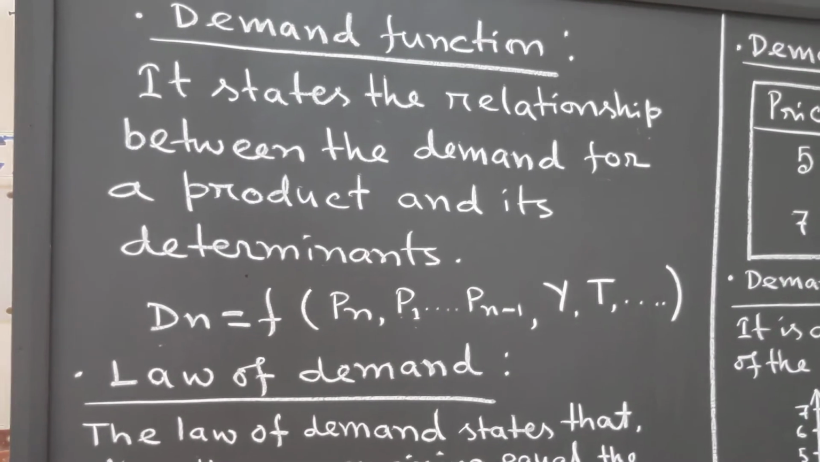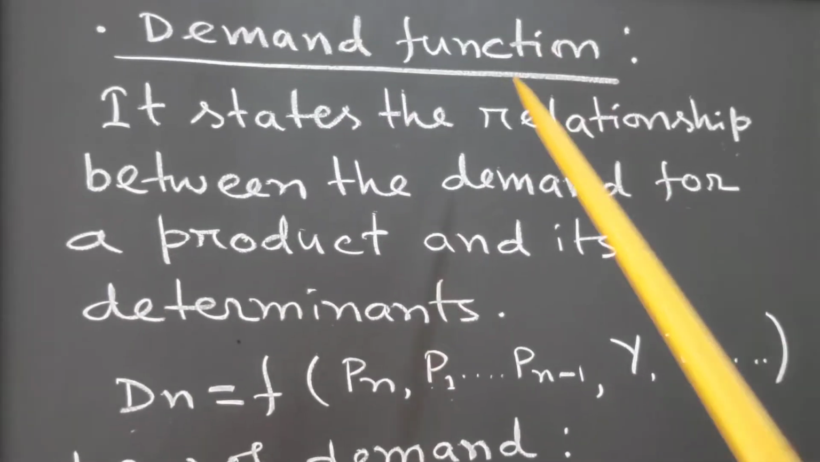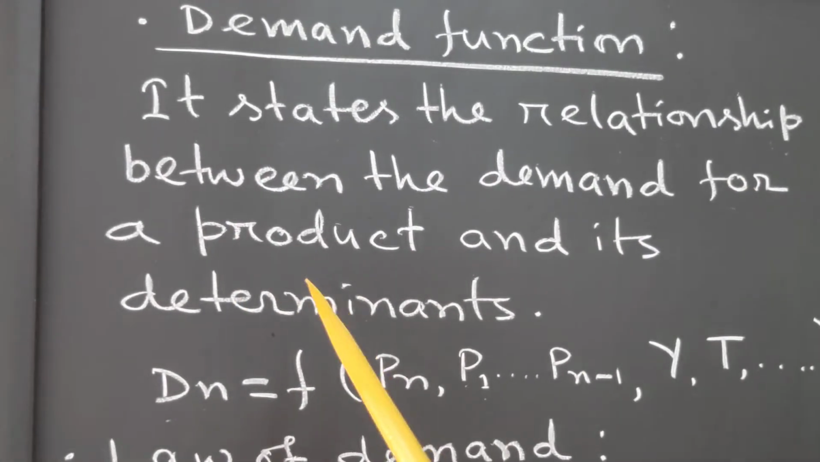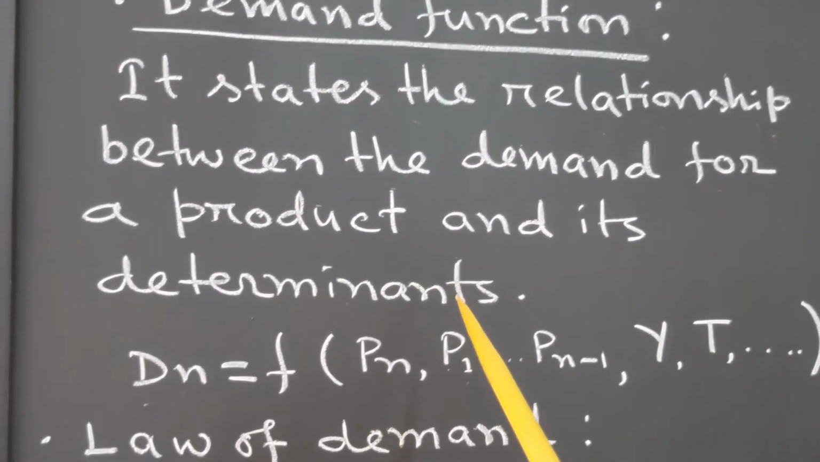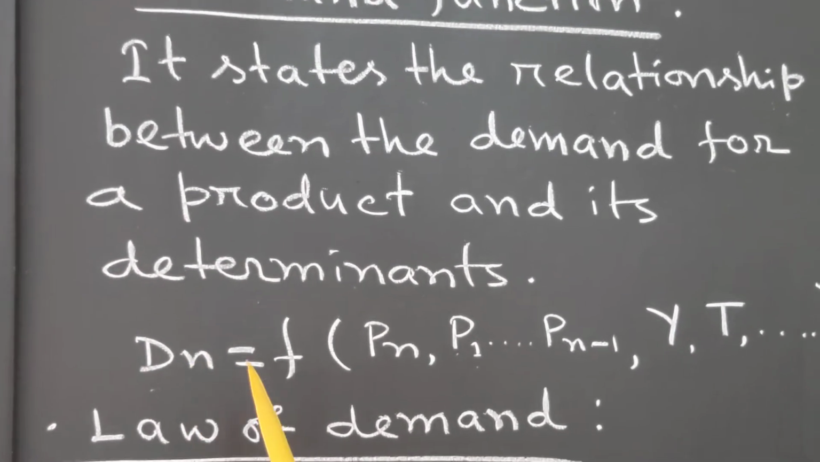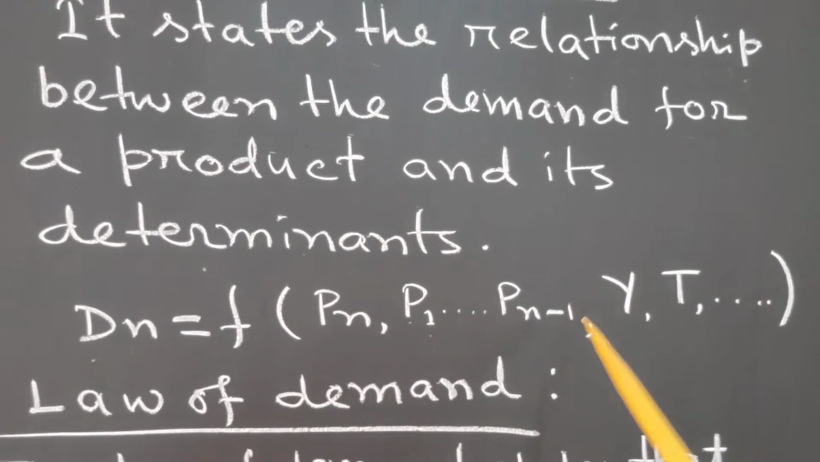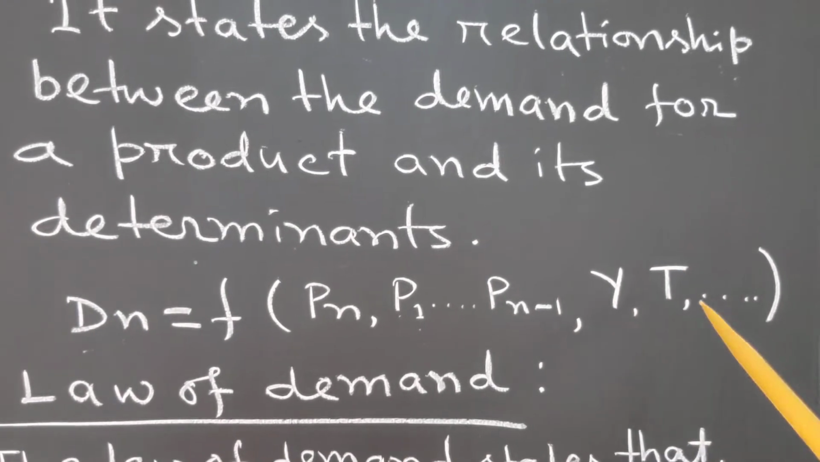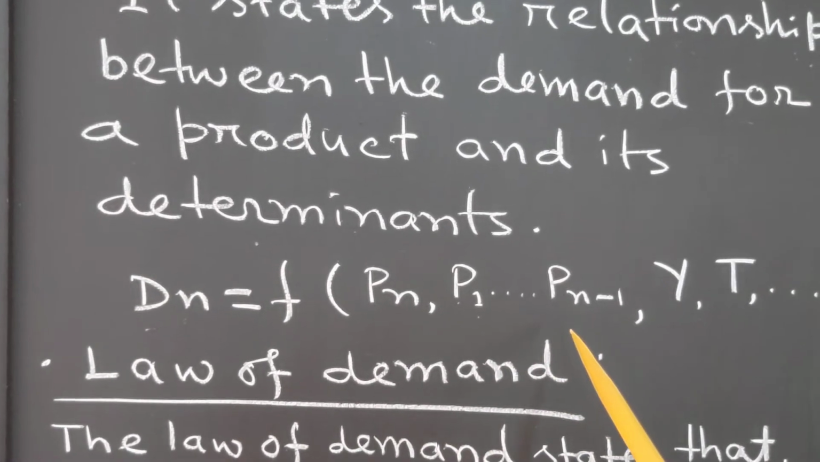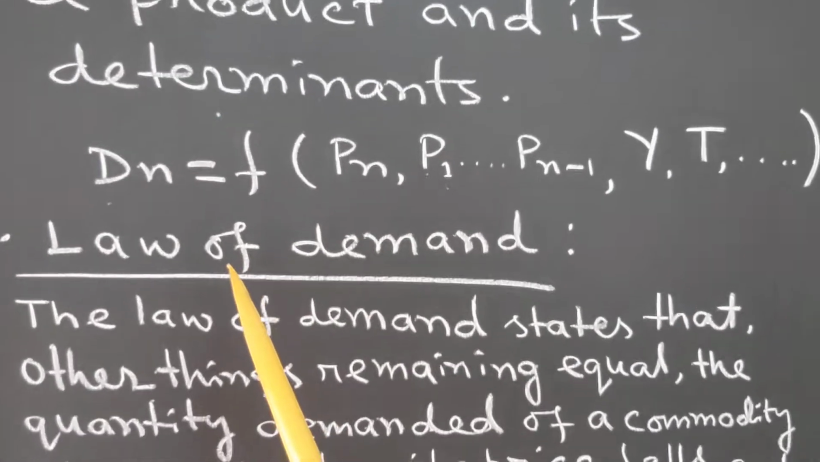Now I will explain demand function. You can follow the board. Demand function, as written here, states the relationship between demand for a product and its determinants. Determinants are those which I just explained. Symbolically we can write Dn equals function of Pn, P1 ... Pn-1, Y, T, etc. Y means income, T means taste and preferences, Pn means price of the commodity, and P1 ... Pn-1 indicates price of related goods.